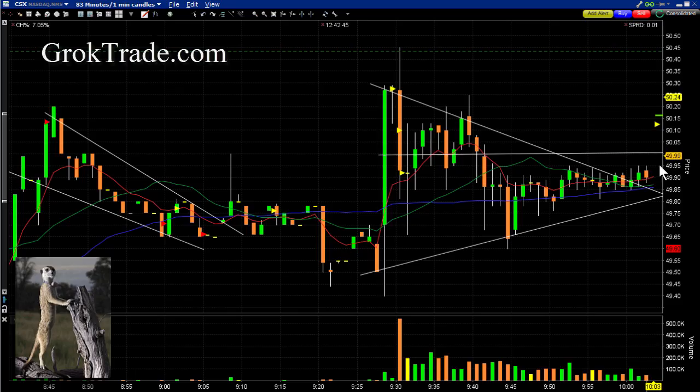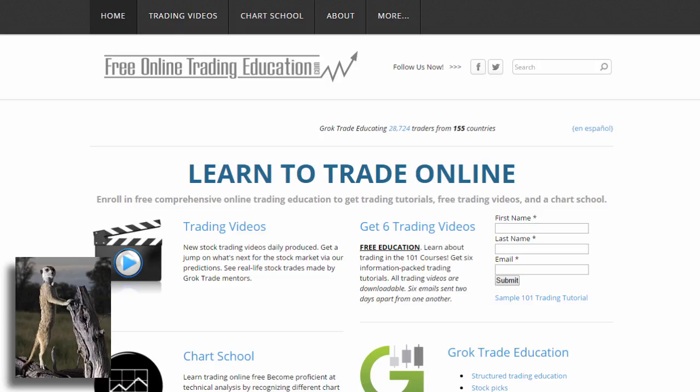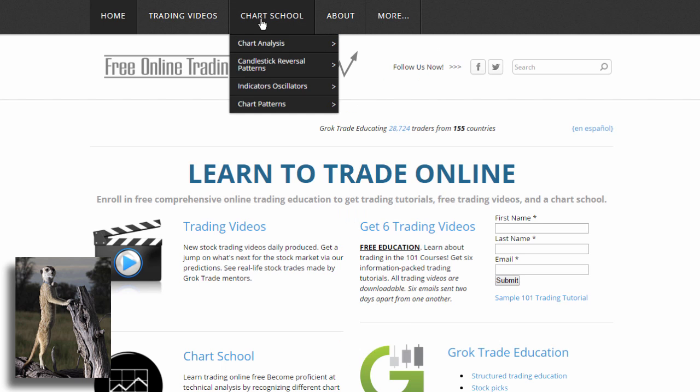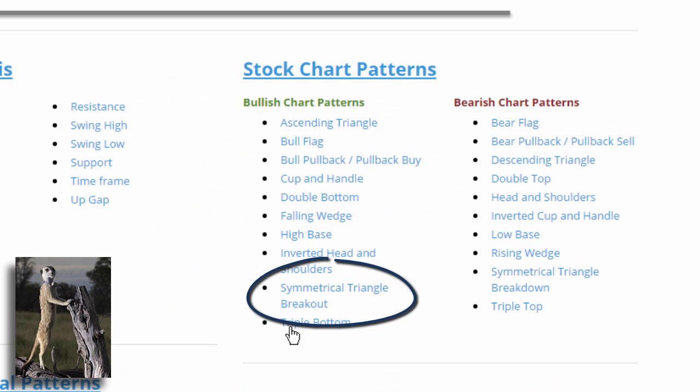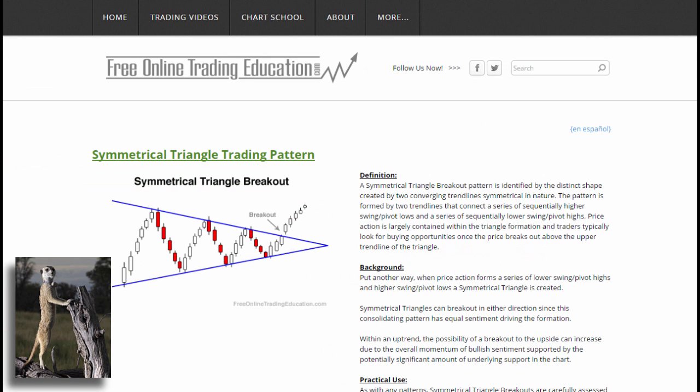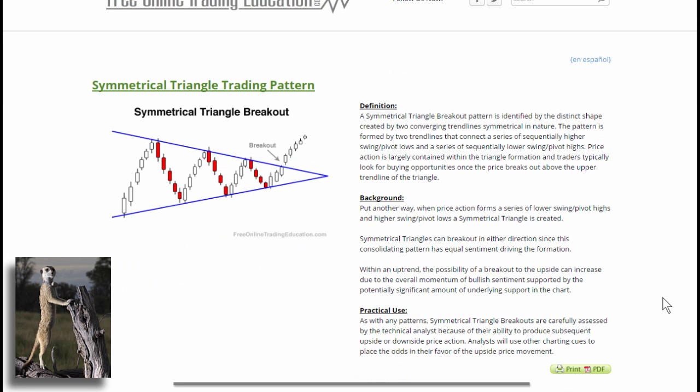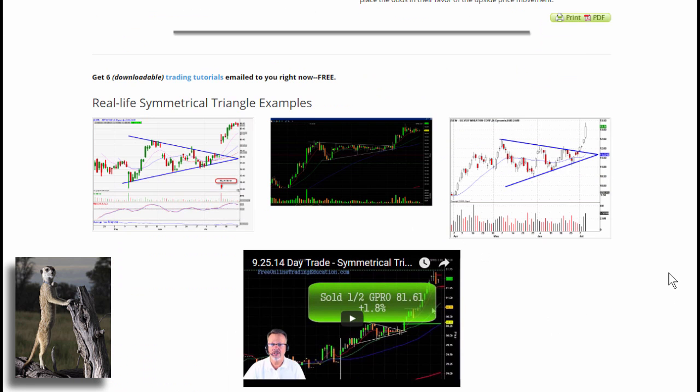If you want to know more about a symmetrical triangle, you can go to our site, free online, tradingeducation.com, go up to Chart School, then Chart Patterns, and we're talking about a symmetrical triangle right here. It was getting tighter and tighter, already up 6% on the day due to earnings, and if it breaks out above this line, we want to get long. And we can read about it here, and down here are some examples of where we've done it before.